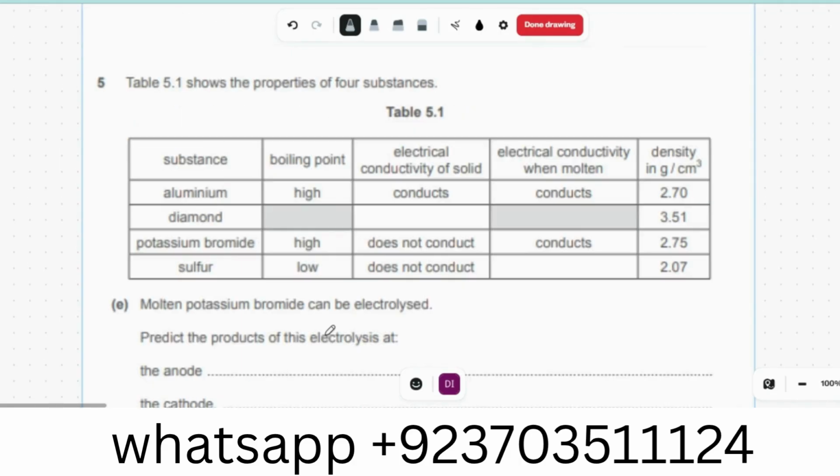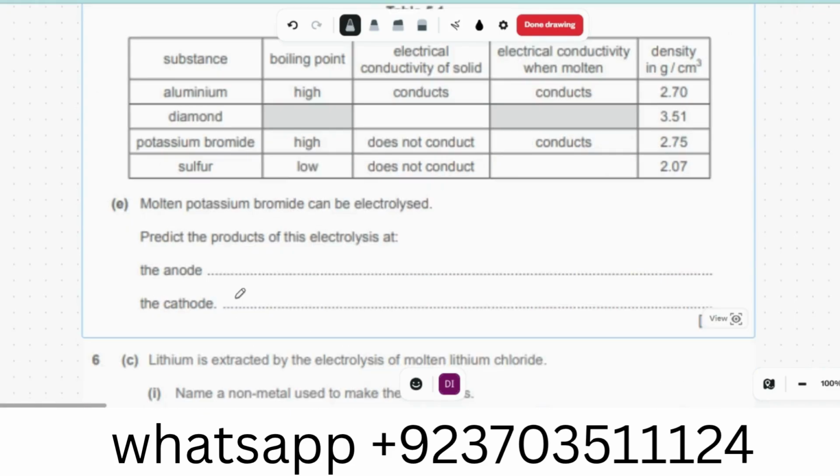Now question number 5, we will do till question number 5. So properties of four substances. Molten potassium bromide can be electrolyzed. Predict the product of electrolysis at the anode. So at the anode we have bromine because that is a negative ion. Negative ion will move towards the positive terminal, and at the cathode we have potassium ion.